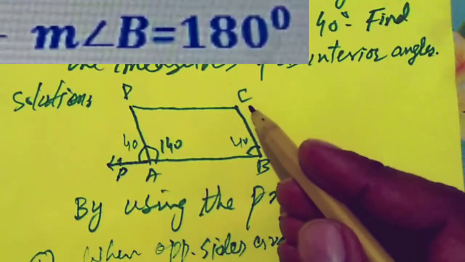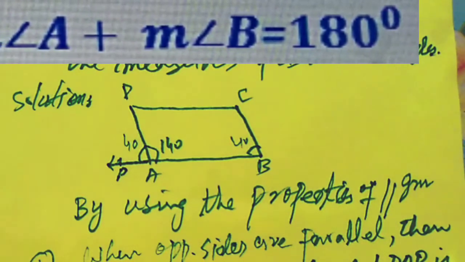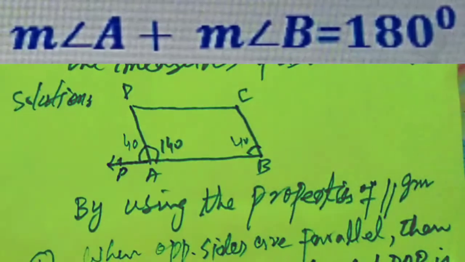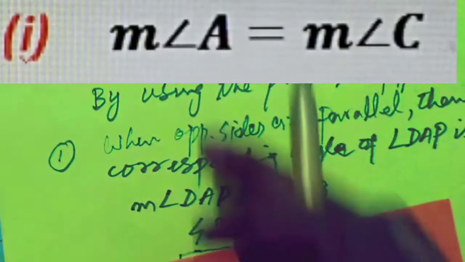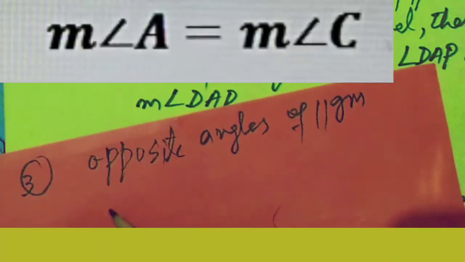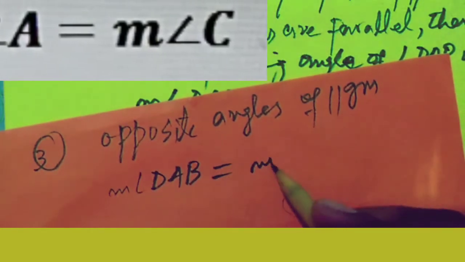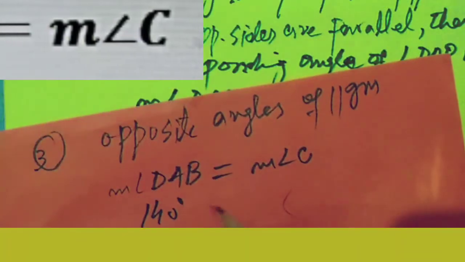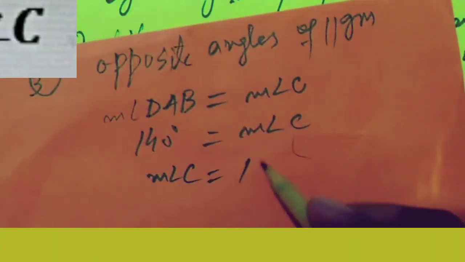For finding the opposite angle of A, which is angle C, we can use the property of opposite angles of parallelogram, in which angle A is equal to angle C. Measure angle DAB is 140 degree. Then angle C will become 140 degree.